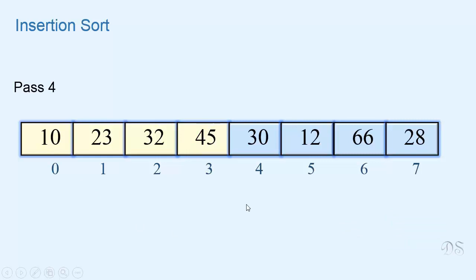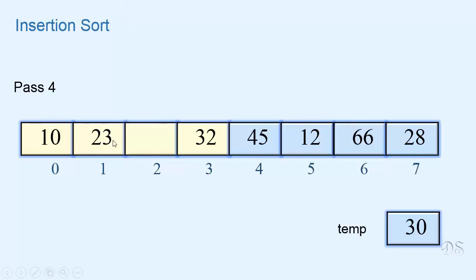Now in pass 4, this is the unsorted part and this is the first element of the unsorted part. It has to be placed in this portion. Now 45 is greater than 30, it is moved this side. 32 is greater than 30, it is moved this side. Now 23 is less than 30, so we'll stop and place 30 here.